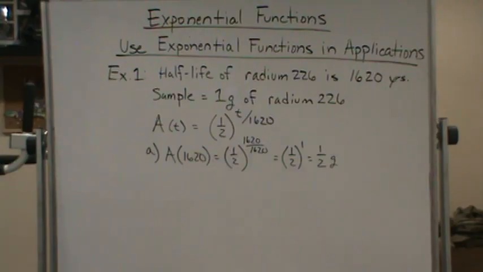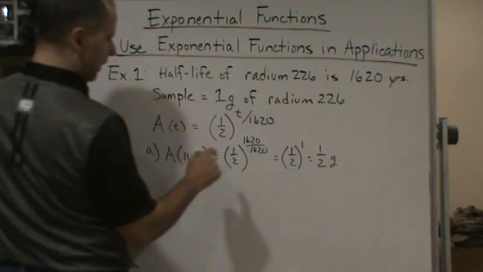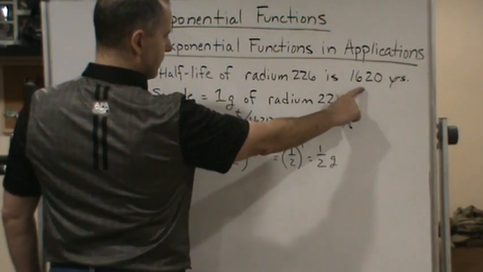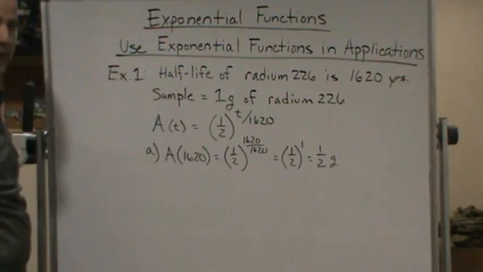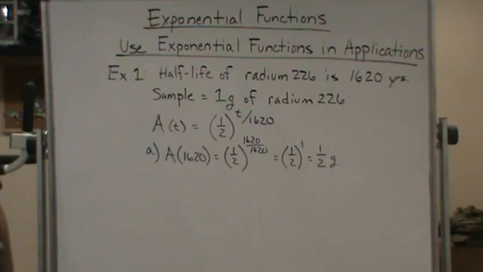Okay, and it makes sense because the half-life is 1620 years, so the half-life means that every 1620 years you'll have half of the substance remaining. So in this case here, you'll have half of the amount of radium-226 that you started with. Since we started with 1 gram, after 1620 years, you'll have 1/2 gram.